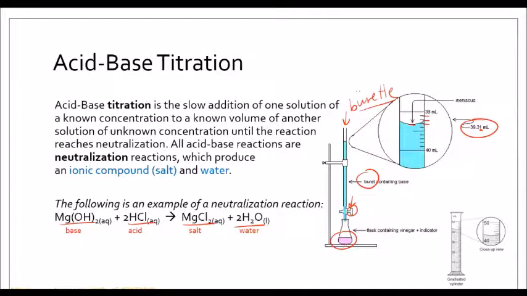Most of the time you put the unknown solution in the flask and the known one, the one that has the known concentration, is known as the titrant, and it usually goes in the burette. It doesn't always have to. The unknown concentration is going to be the analyte. That's usually what we're trying to figure out, either its volume or its concentration, in our calculations.